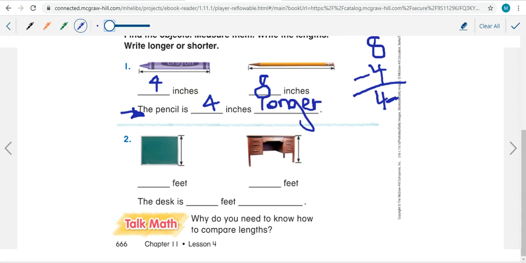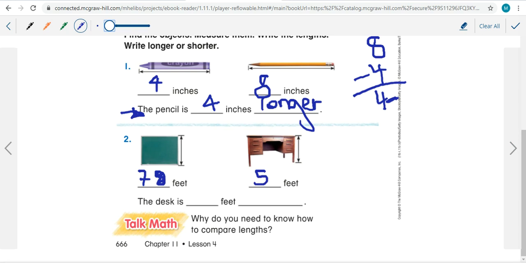Okay, now number 2. This is a chalkboard, and this is the teacher's desk. Now, about how many feet long do you think the board is? Remember, the boards are very tall. So let's say that the board is about 8, or better, 7. Okay, let's say 7, and the teacher's desk is 5 feet.